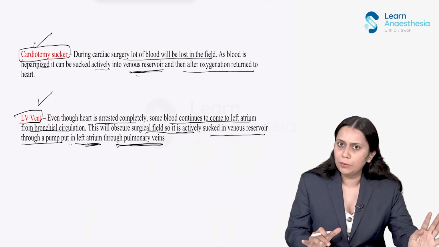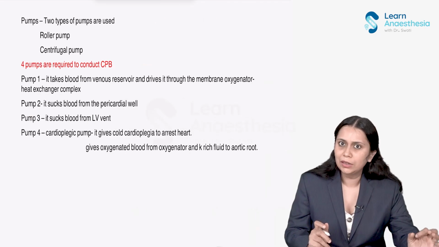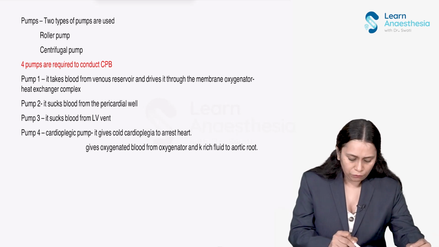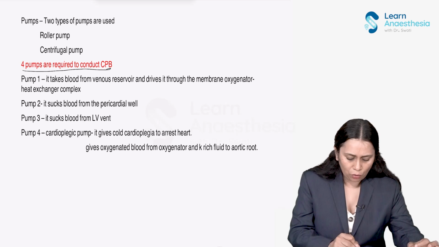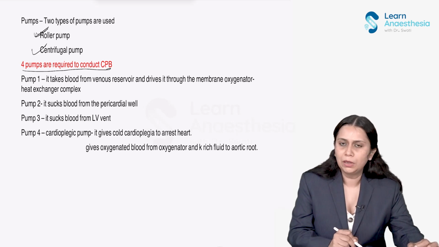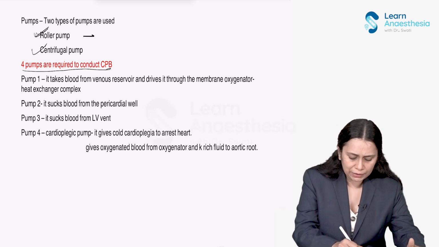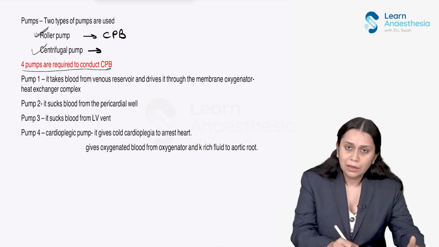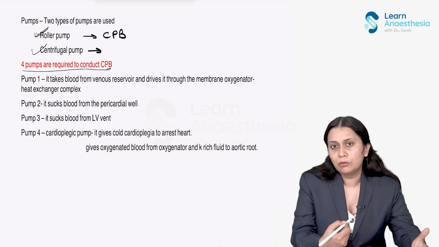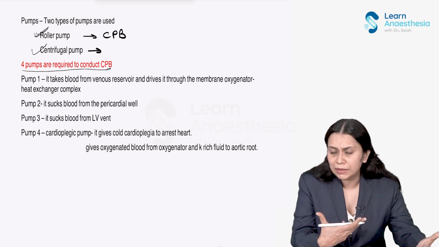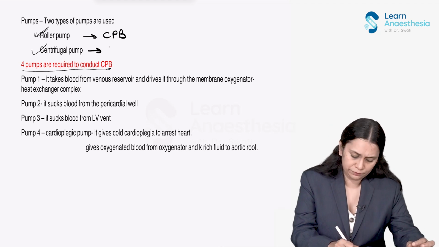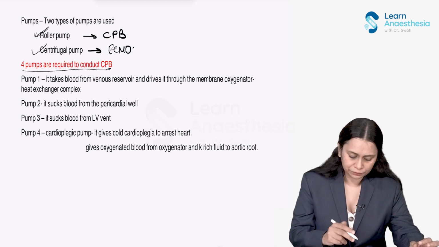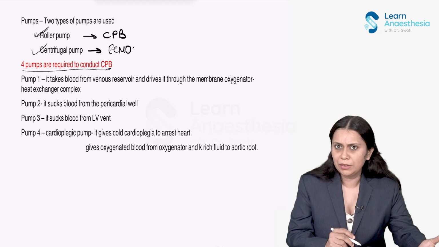So a minimum of four important pumps are required during CPB. So 4 pumps are required to conduct CPB. The pumps are of 2 types. There are roller pumps and centrifugal pumps. The roller pump is more commonly seen with the CPB machine, and the centrifugal pump is more commonly seen in the ECMO machine, which is also a type of cardiopulmonary bypass.